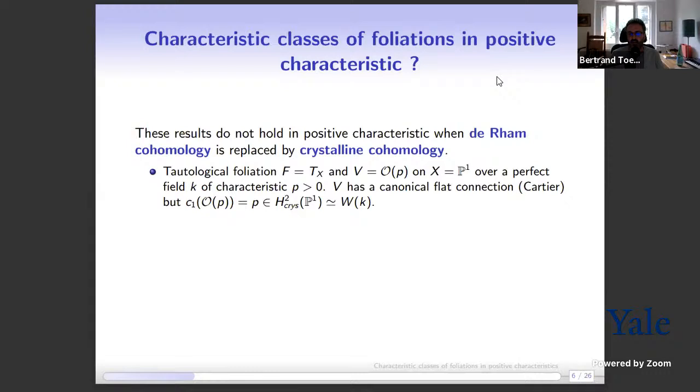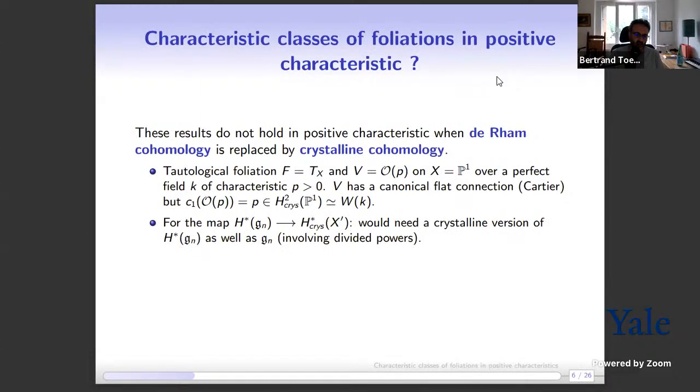So you cannot get vanishing in crystalline cohomology just knowing that you have a flat connection. You need more than this. So you cannot expect Bott vanishing results to be true without extra conditions. That's the first statement. And it's a little bit the same thing for the second statement. If you want a map like this, you will have to modify a little bit the left-hand side to have something compatible with the crystalline cohomology. We will see at the end where we have only partial results there.